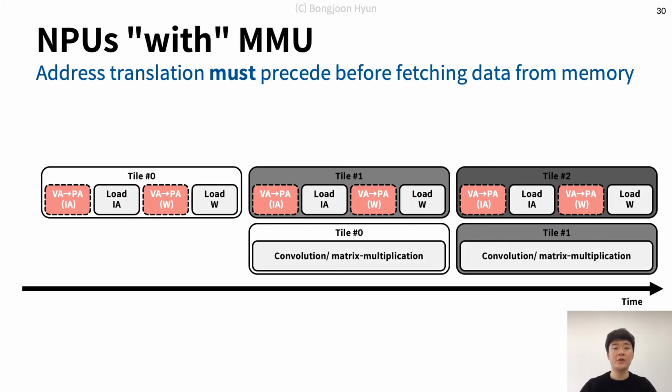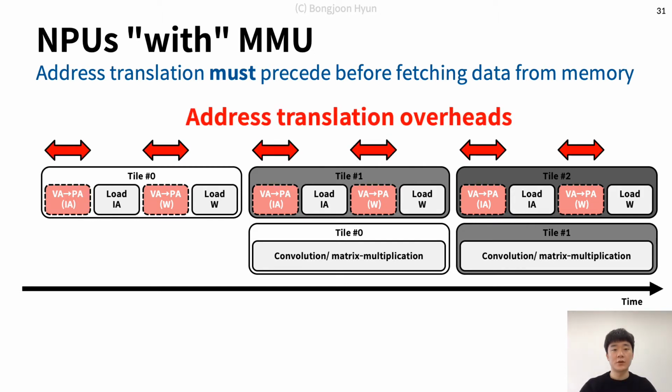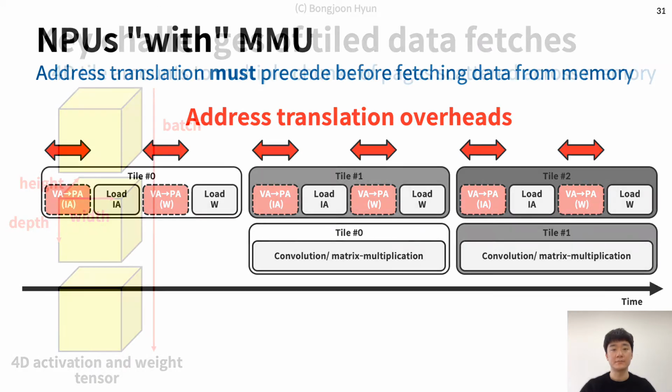Now, if an MPU MMU were to be introduced to this picture, a virtual to physical address translation of input activation and weight tensors must proceed to allow the DMA unit to determine where within the physical address space the tiles are located. So, the important research question we seek to answer in our work is, how big is address translation overhead, and what architecture supports are needed to alleviate the address translation overheads?